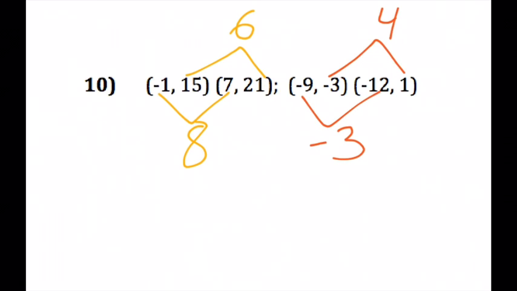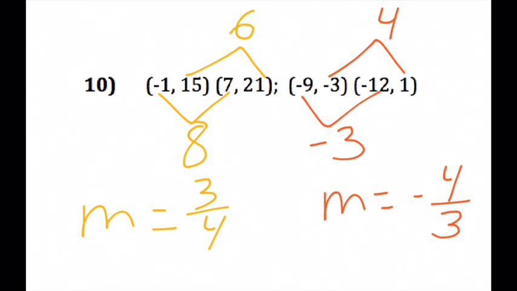For number 10, on the left, we have 6 over 8, which reduces to 3/4. On the right, we have negative 4/3. Now, we can see that the one on the left is a positive, the one on the right is a negative, so they're opposites. 3 over 4 is a reciprocal of 4 over 3, so they are opposite reciprocals, which make them perpendicular. So number 10, the two lines are perpendicular. That means they will cross at a 90-degree angle.